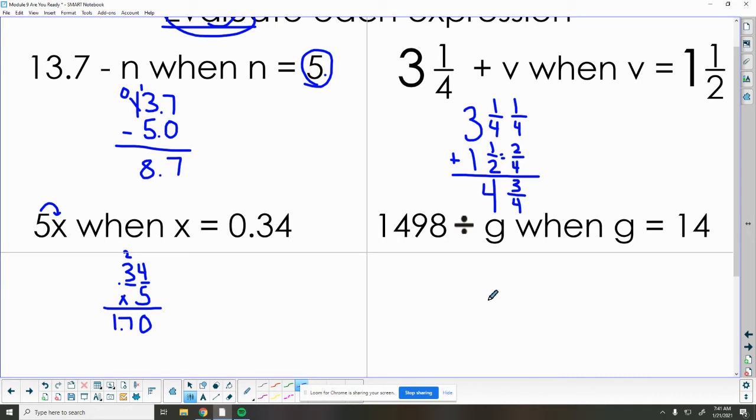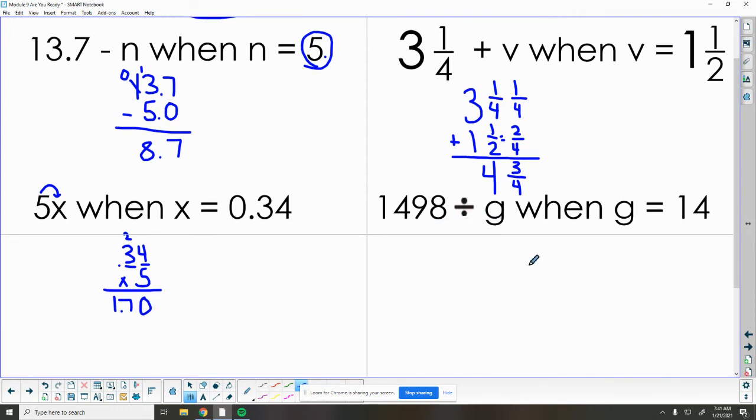Okay, and our last one of these evaluating problems says that we have 1,498. We want to divide by g when g equals 14. So we're plugging in the 14 for g. So we have 1,498 divided by 14. It can't go into 1. So think, how many times can it go into 14? That's 1 time. 1 times 14 is 14. So we have nothing left over. So we're bringing down our 9. I want you to see if you can figure out what is going to go above that 9.